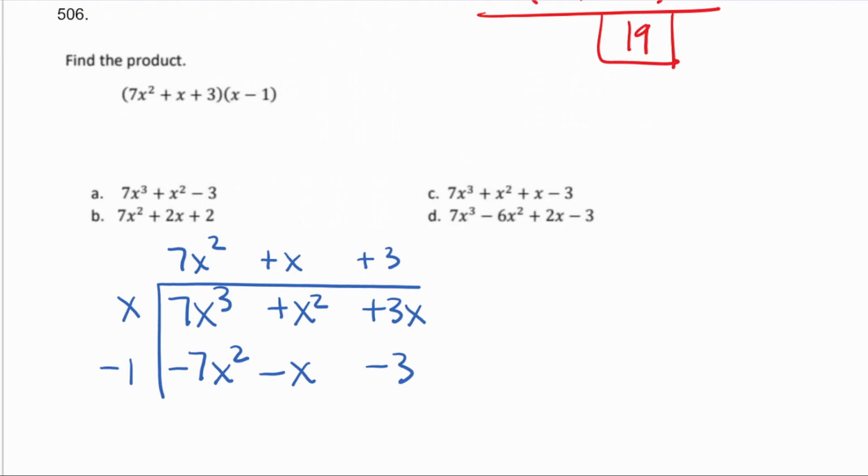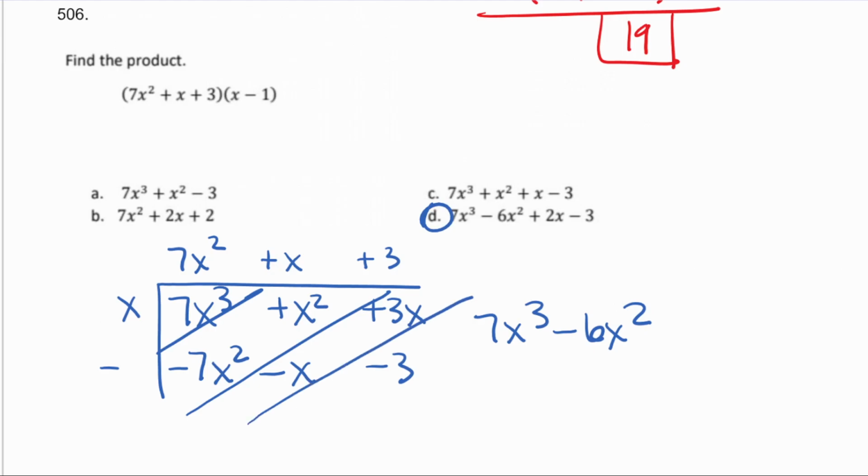Okay, so I'm going to just start combining like terms. I've got 7x to the 3, negative 6x to the 2, and that's going to be enough for me to see that it's going to be answer choice D, right? And then I'm going to reconcile with the other ones, positive 2x and negative 3. Great. Okay, yeah, answer choice D. Feeling good about that.